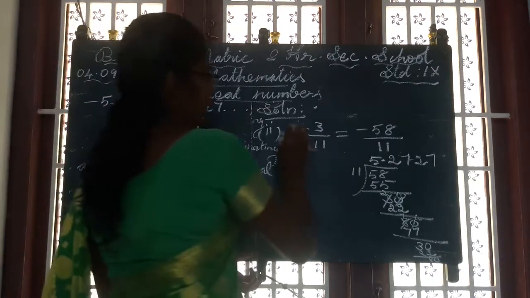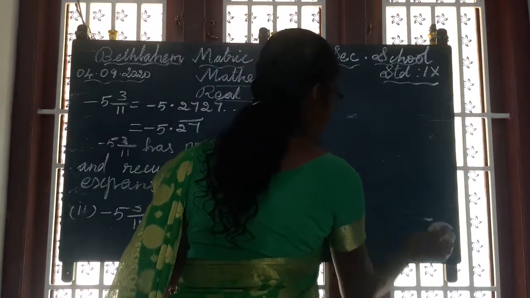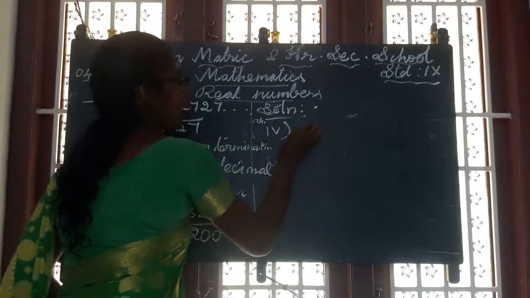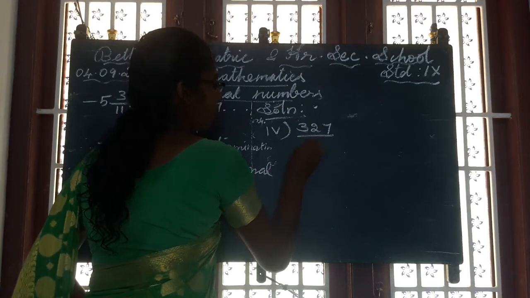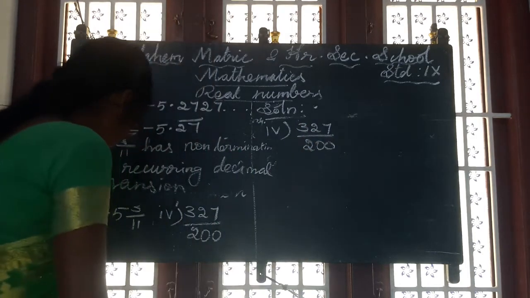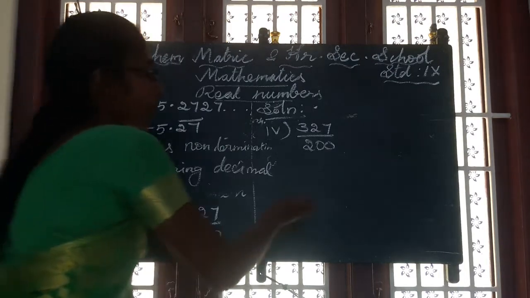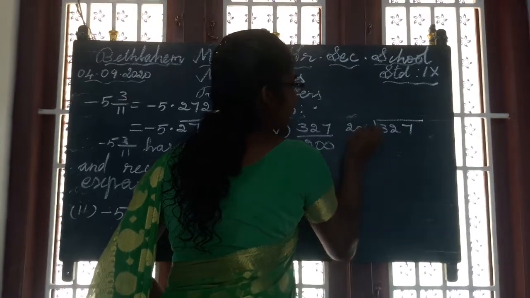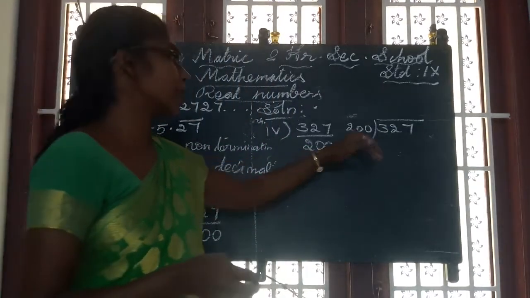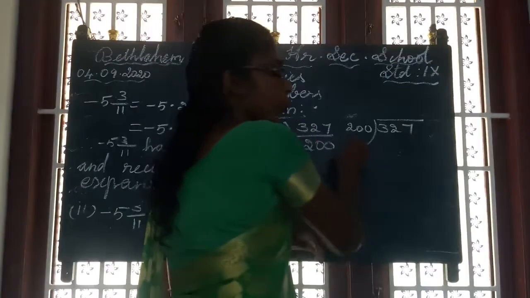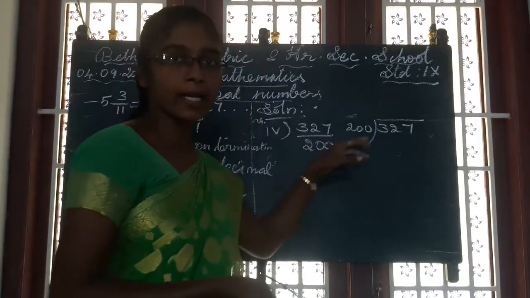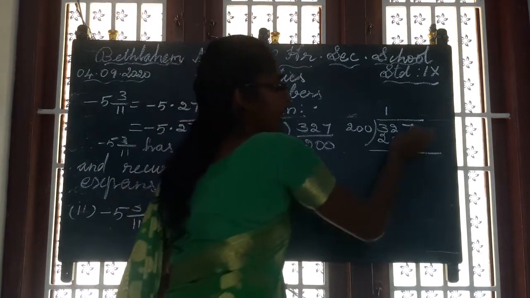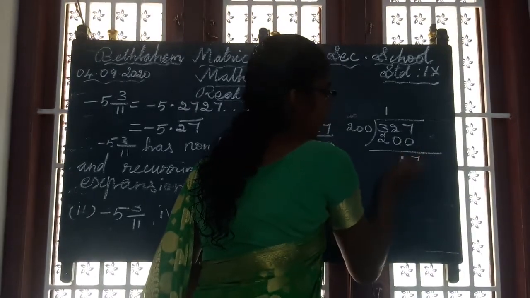Then the fourth problem. How can we do that? Fourth problem, 327 by 200. First, what is the smallest number? In the numerator we have to write 327 inside, 200 we have to write outside. So 2 times 200 is 400, so we write 1 times 200. What is the balance? Here 7, here 2 will be got.